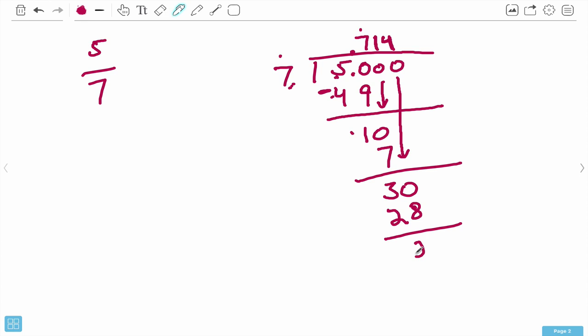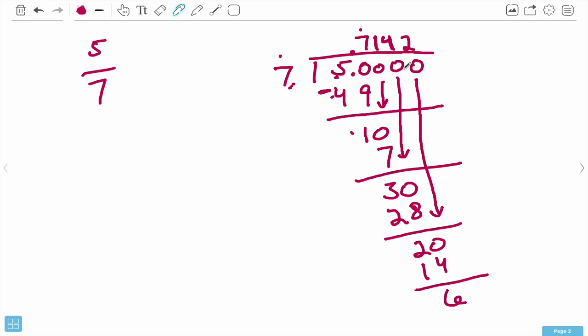Same thing. 7's too big for 2. We're going to add a 0, and we're going to drop it all the way down. 7 can go into 20 twice, and that leaves us with 14. And I'm not going to go through all the work, but I'd imagine that this division problem could go on for a long time. But we only need to round to the nearest tenth.